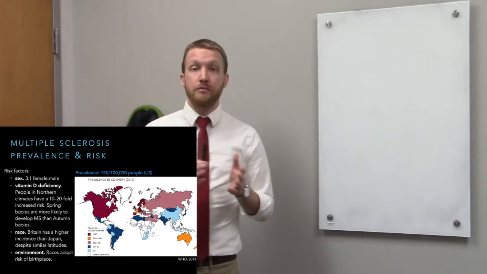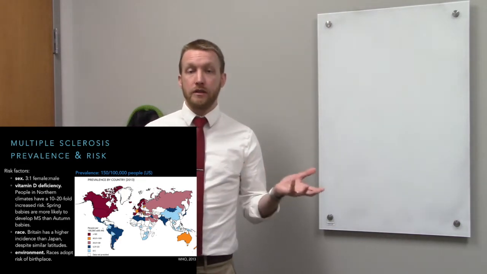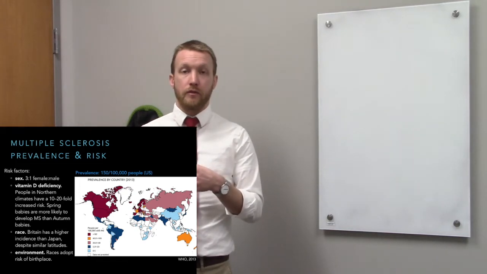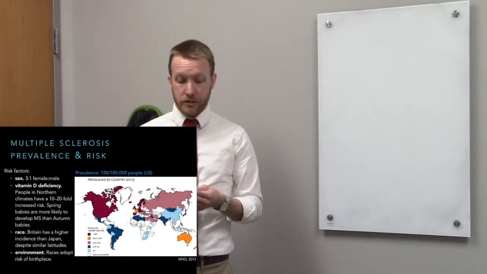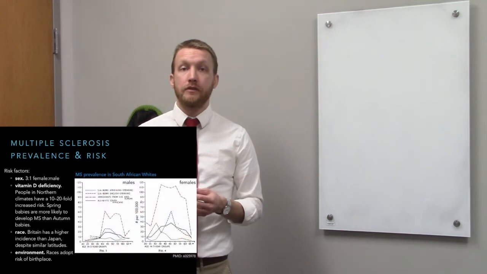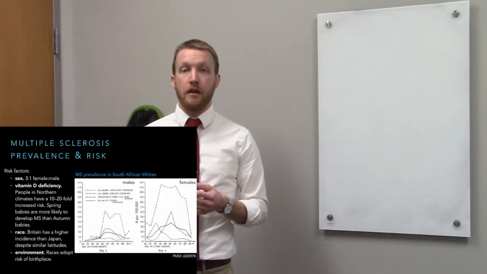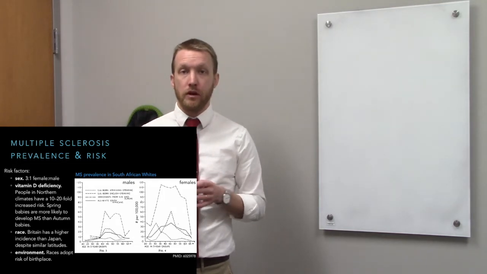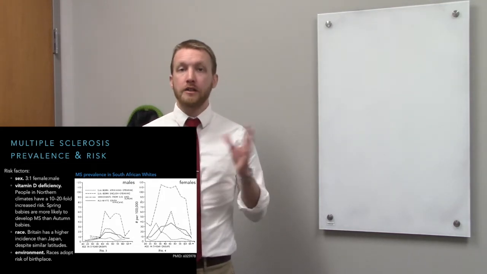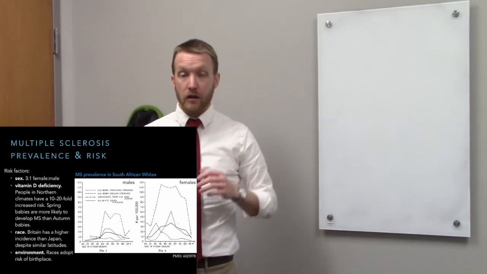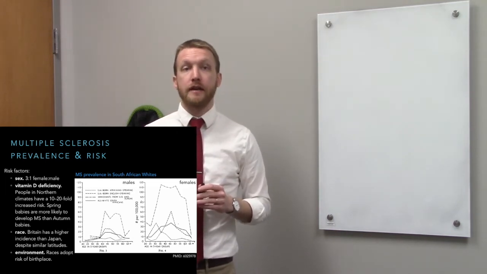So when immigrants move somewhere, they bring that risk with them for a certain number of generations. But as they live in that area long enough, they then adapt and their risk adjusts to where they're living. So a combination of all these factors are going to contribute to the risk of MS.